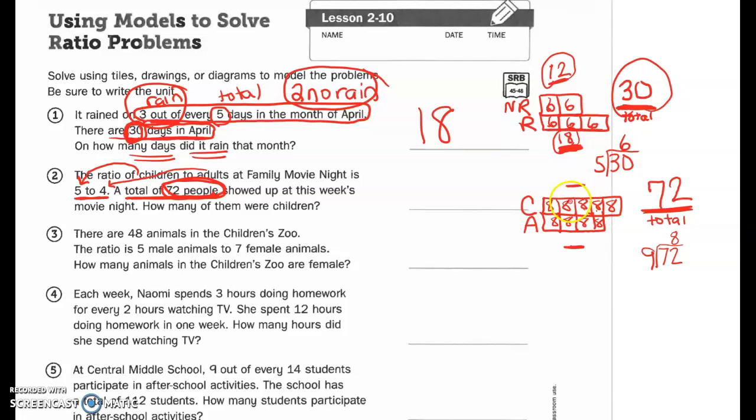And then to find out our total of children, since we have 5 boxes of 8, that's 40. The adults had 4 boxes of 8, which is 32. And again, these two numbers right here should equal your total out here, and they do. So our question was, how many of them were children? So since we have a 40 right here, we would say that 40 of them are children.